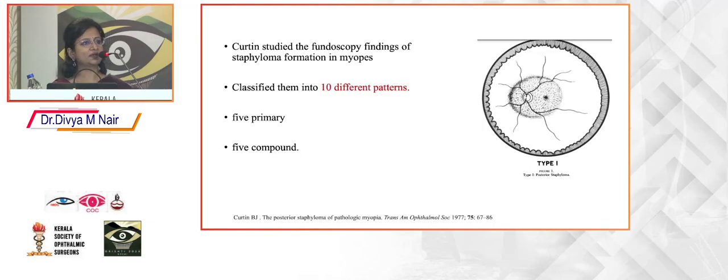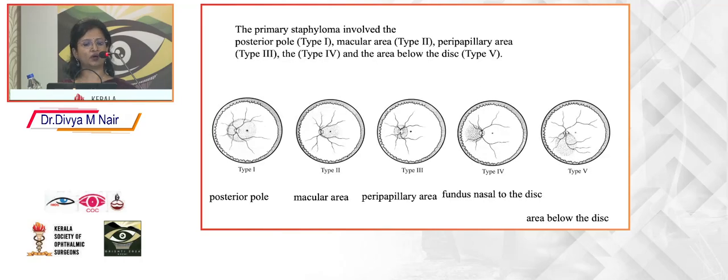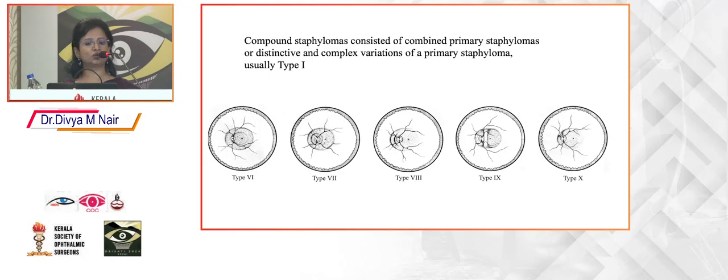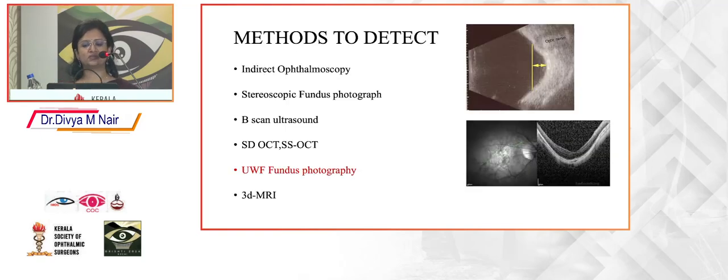Curtin described the staphylomas in detail, and he classified them into 10 different patterns, 5 primary and 5 compound. The primary staphylomas have been divided into types 1 to 5. The first is posterior pole, the second is one involving only the macular area, the third is peripapillary area, the fourth is the fundus nasal to the disc, and the fifth is the area below the disc. Compound staphylomas are a mix of 2 types of primary staphylomas.